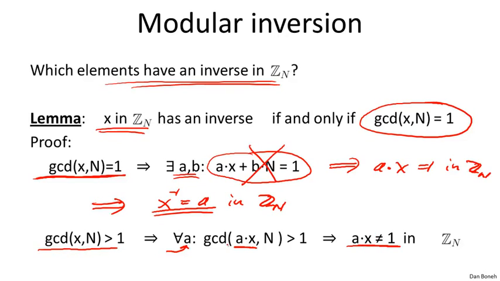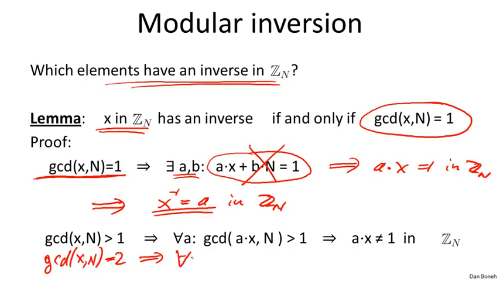So this proves that in fact when the GCD is greater than 1, x cannot have an inverse, because there is no a such that a times x is equal to 1 mod n. And this might be a bit confusing, so it might be best to do an example. Let's suppose that the GCD of x and n happens to be equal to 2. I claim that x is therefore not invertible modulo n. Well, why is that true?